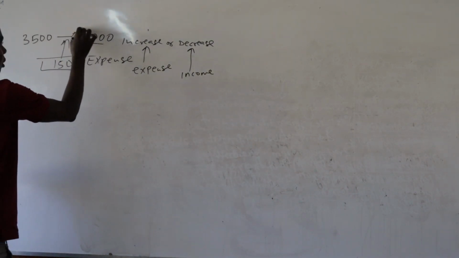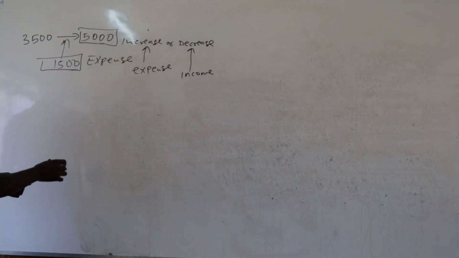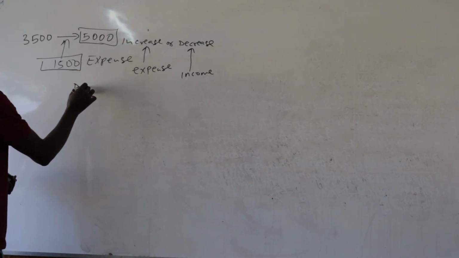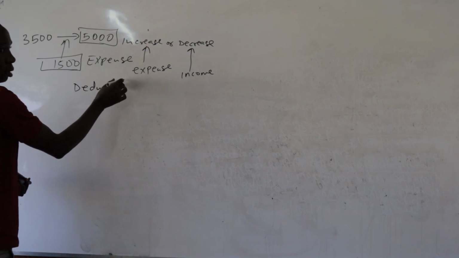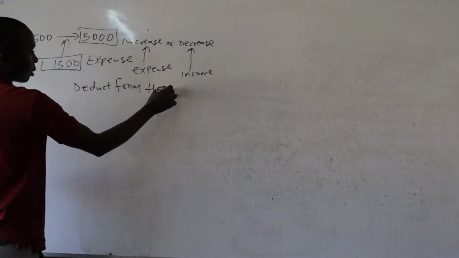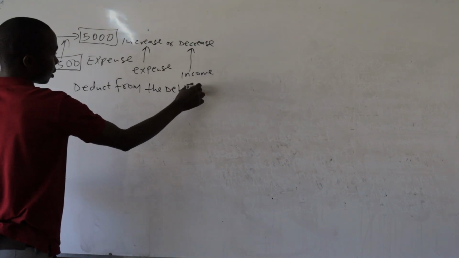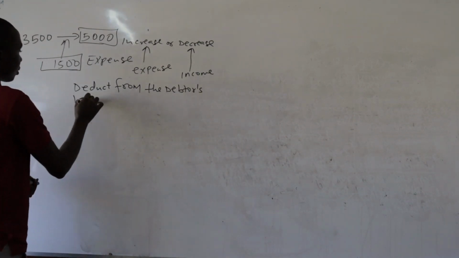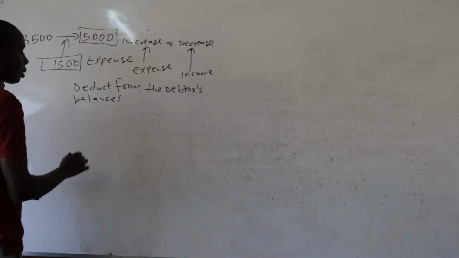So this 5,000 it increased to will be deducted from the debtors balances. You deduct it from the debtors balances.